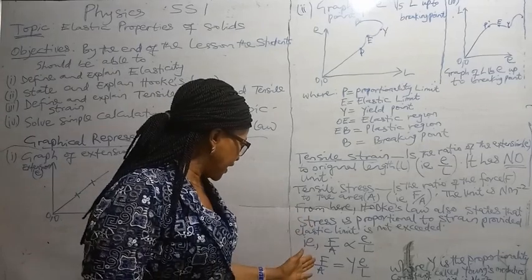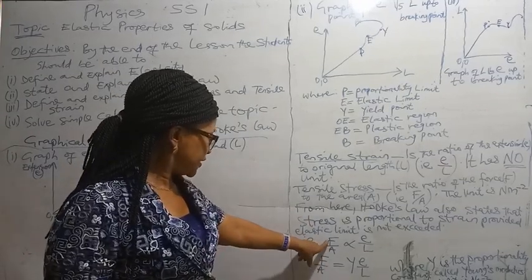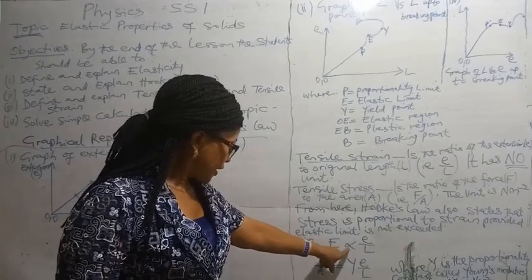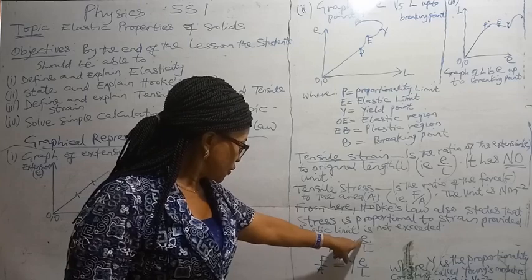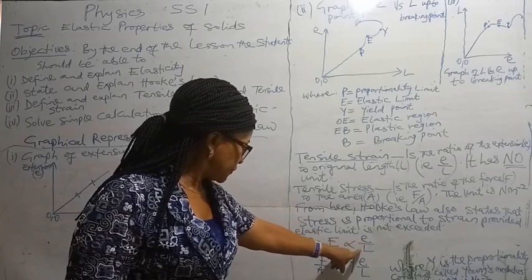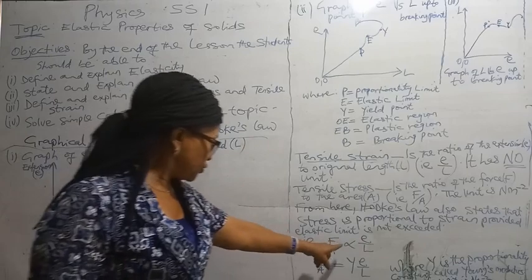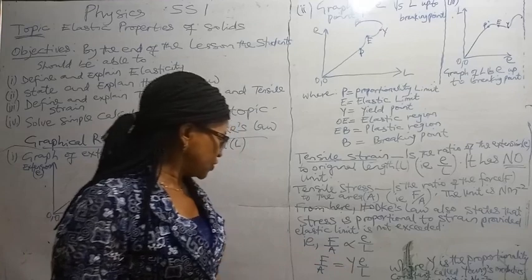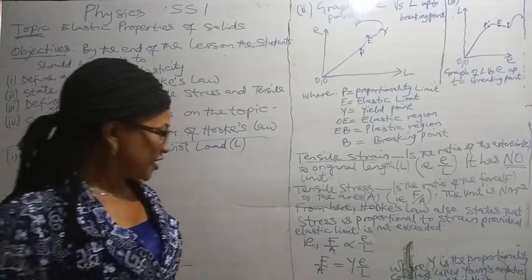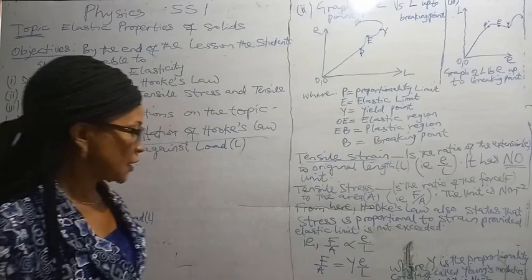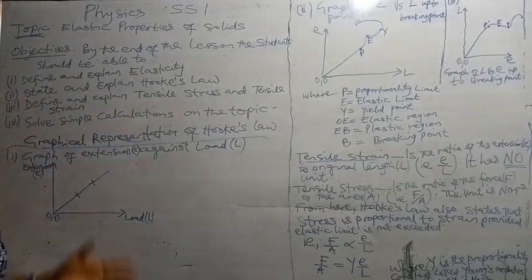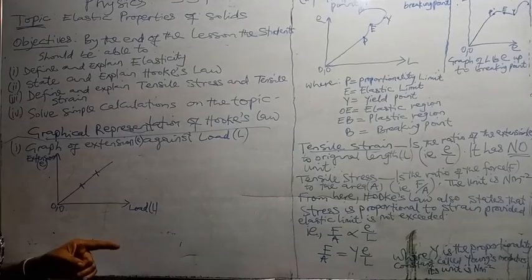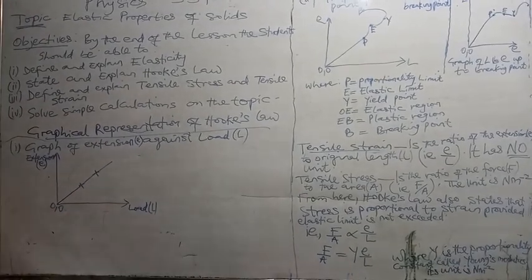Now, mathematically, we have stress. This is the stress formula F over A, directly proportional to strain e over L. Now, when you change the sign of proportionality to an equality sign, you put a constant Y. That Y is called Young modulus, and the unit of Young modulus is Newton per meter squared. It has the same unit as tensile stress.